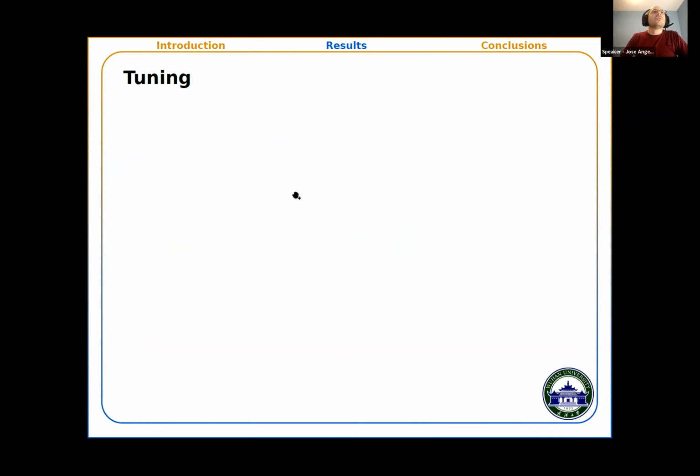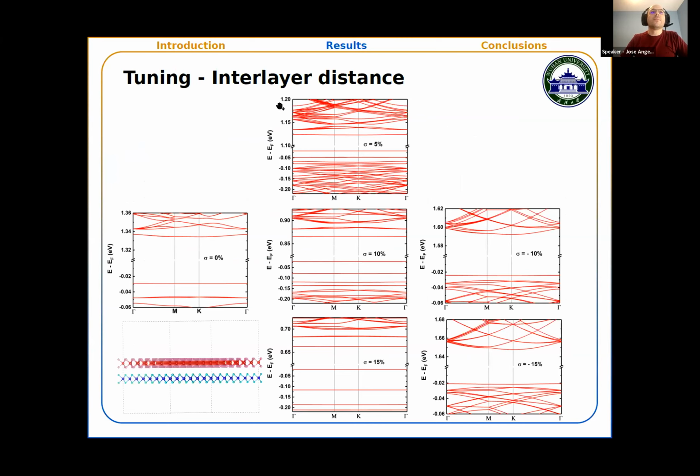Then we can also try to tune the electronic properties of this system, and we took two approaches. The first one was to change the interlayer distance. So basically, in these two plots here, we're taking both of the layers apart, and we see that basically nothing changes, although the valence band for really large separations are coming close together. But if we take them closer, we will see that more flat bands start appearing and separating from the other valence bands.